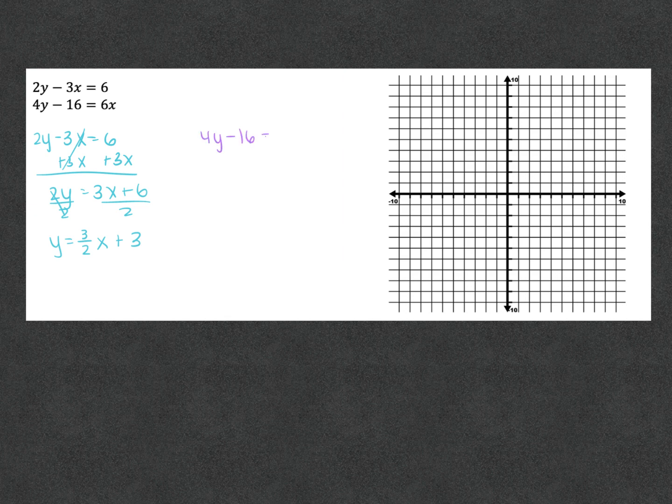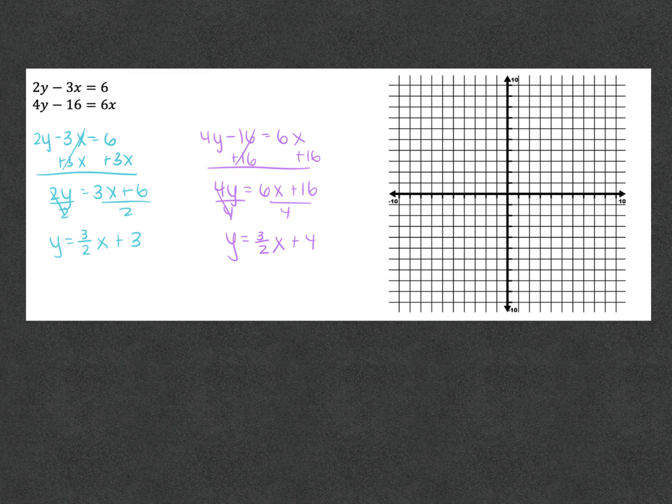Okay, then we're going to do the other one. 4y minus 16 is 6x. We're going to add our 16. And then divide both sides by 4. Okay, 6 over 4 simplifies to 3 over 2. And then 16 divided by 4 is 4.